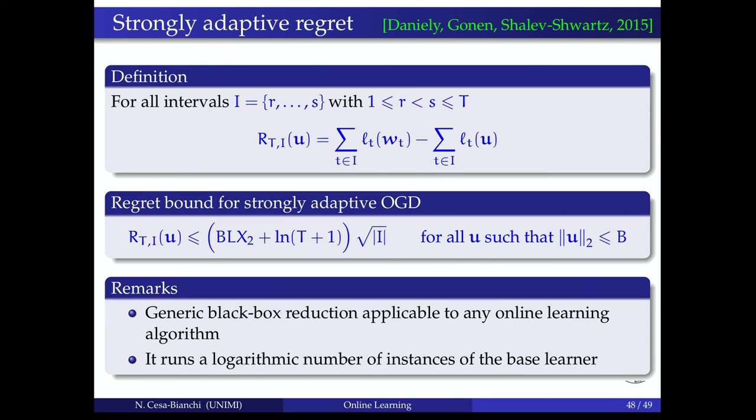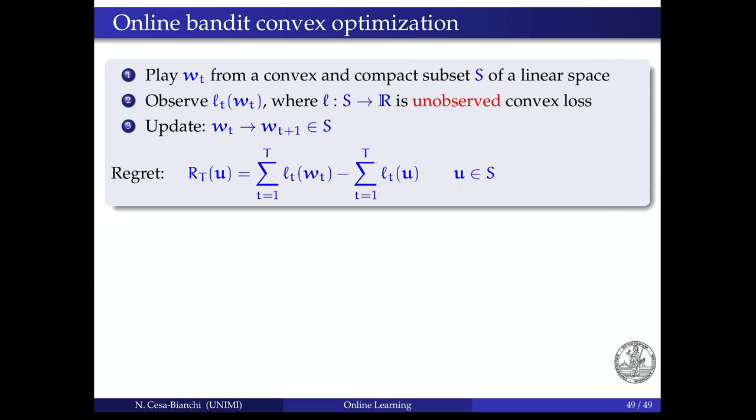Okay, so this is quite nice. And so I finish with just mentioning briefly the fact that you can play bandits also in this more general setup of convex losses.